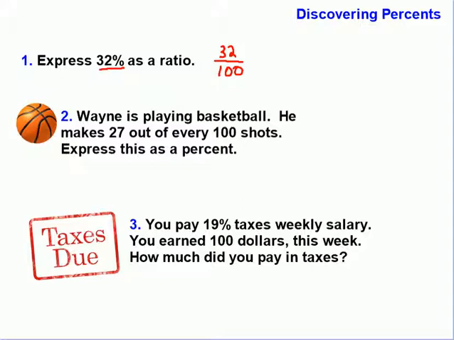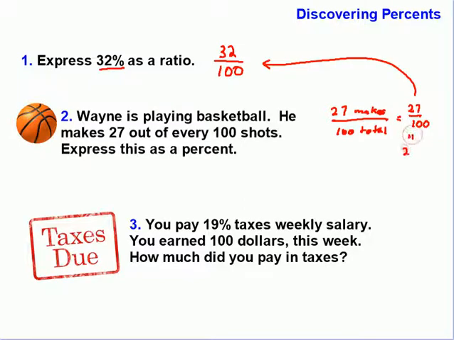Wayne is playing basketball. He makes 27 out of every 100 shots. Express this as a percent. Now, what is our ratio here? We have 27 shots that he makes out of 100 total. Now, what kind of a ratio is that? Is that part to part or part to whole? It's part to whole. We have 27 of our part to our 100 total. That gives us a ratio of 27 over 100, which, if we look back up here, looks an awful lot like this. And this was 32%. This must be 27%.